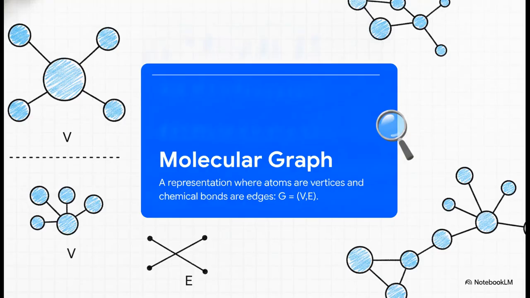So here is the core premise, anchored by a beautifully simple equation. A molecular graph is defined as G equals (V, E). Don't let the math scare you. G is just the molecular graph itself. V is the set of vertices. Think of those as our atoms. And E is the set of edges, which represent the chemical bonds actually connecting them. Think about a simple water molecule, H2O. You've got 3 vertices, 2 hydrogens, 1 oxygen, and they're connected by 2 edges. And, well, that's it. That is the literal foundation of chemical graph theory.